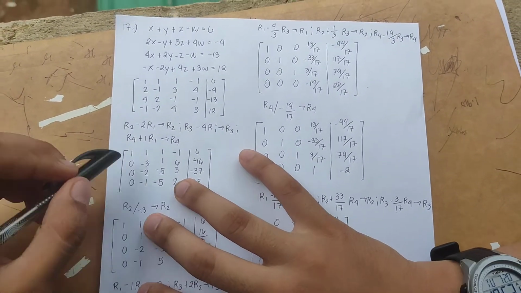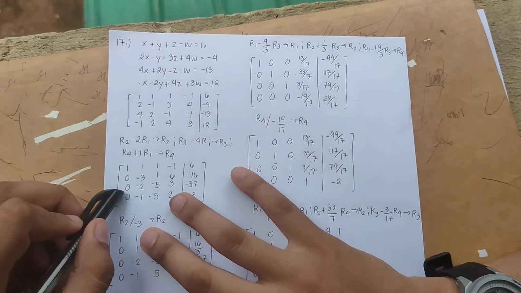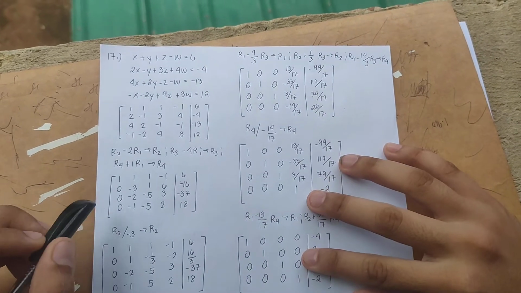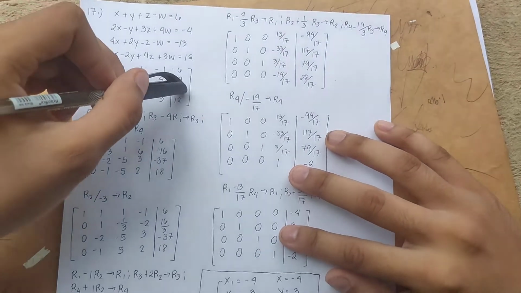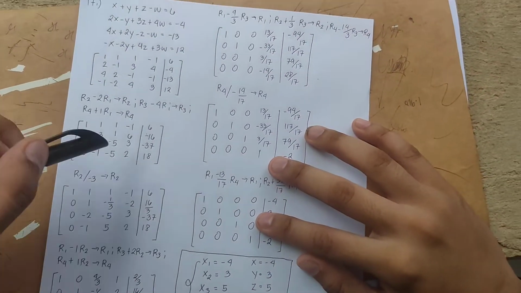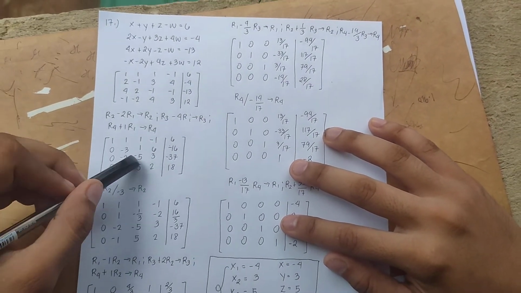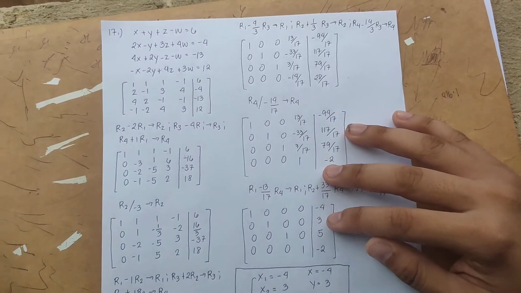And then multiply R1 equals to 0. Ayun, 0 na. And then apply ulit sa mga sumusunod na value dito sa row 3. Ayun, ito. And then ito yung magiging sagot. Negative 2, negative 5, 3, negative 37.